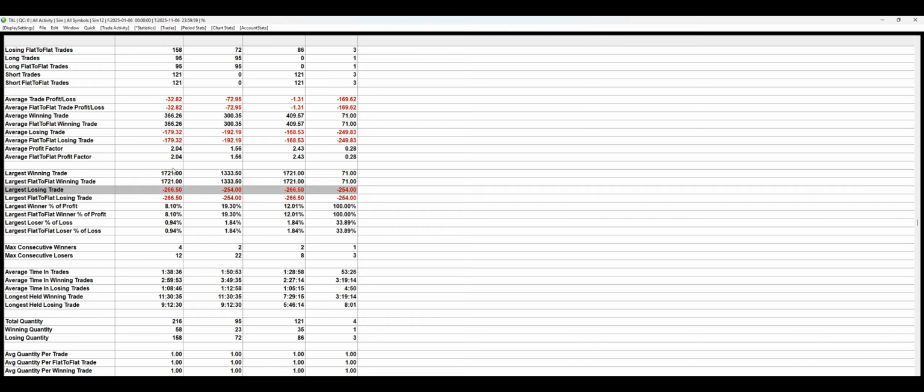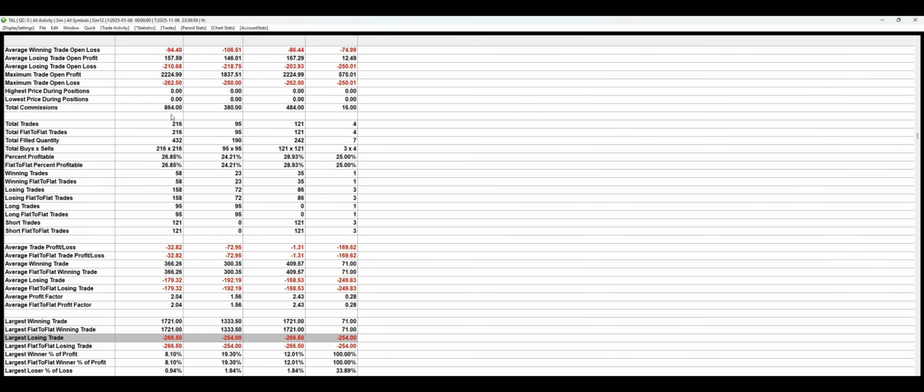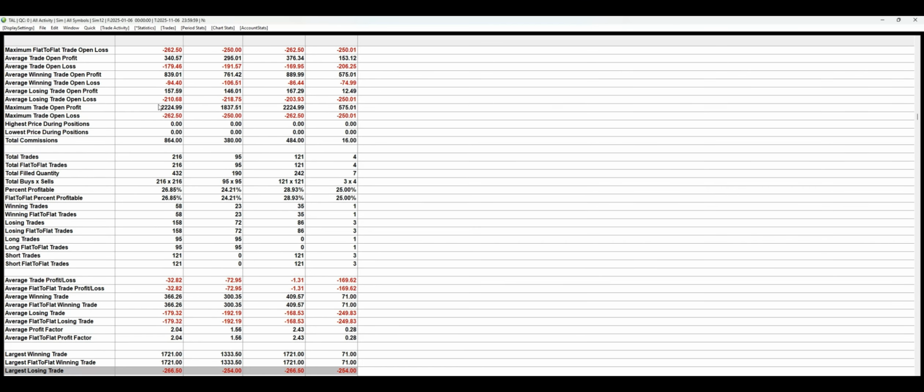So this is a clear indication that we're taking a lot of trades that we shouldn't be taking. Average profit factor over 2, but profit factor less than 1, and we're 27% profitable. So you don't need a strategy that has an extremely high win percentage in order to be consistently profitable.